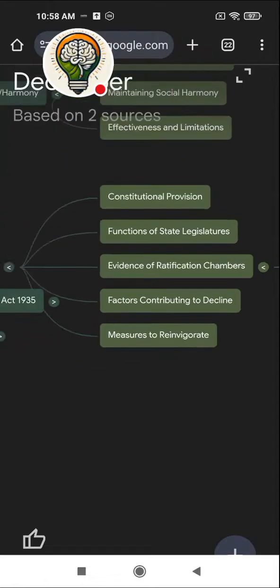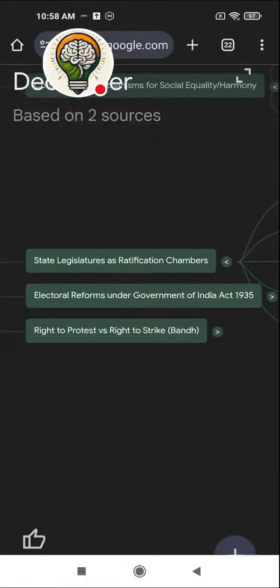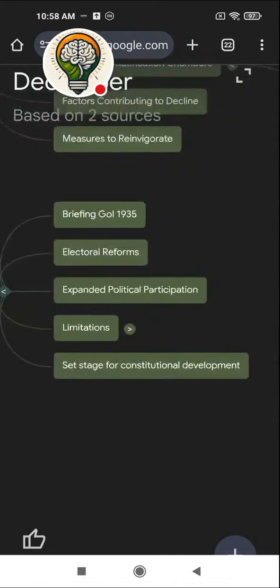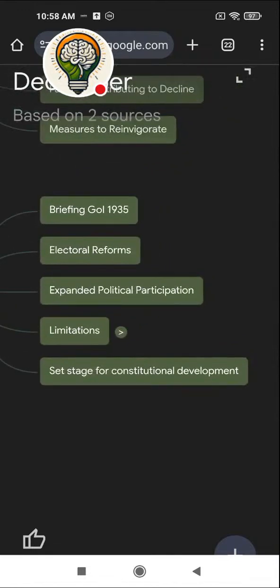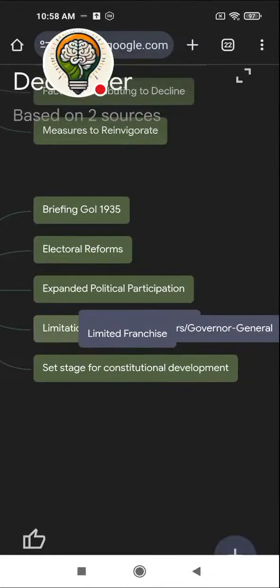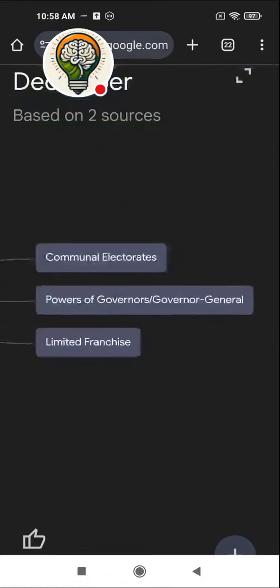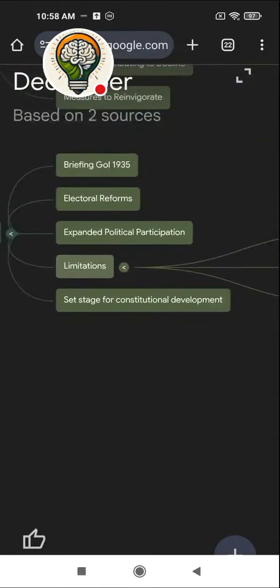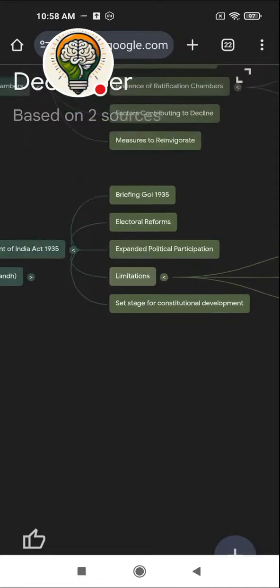improvements. Then the electoral reform under Government of India Act 1935. Briefly, GOI 1935 electoral reform expanded political participation, and the limitations were communal electorates, power of the Governor and the Governor General, and limited franchise. Then it set the stage for constitutional development.